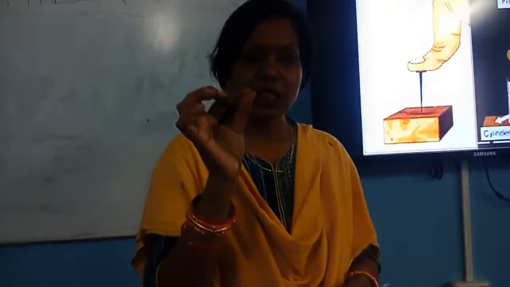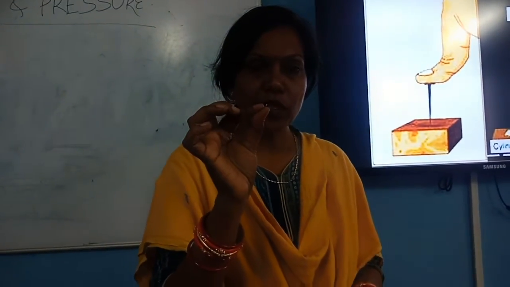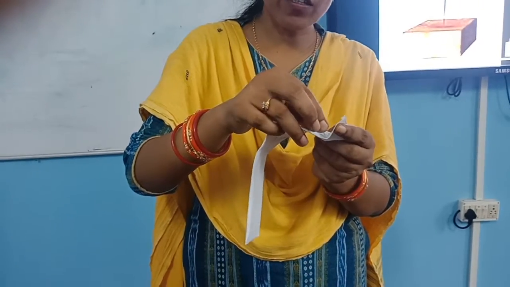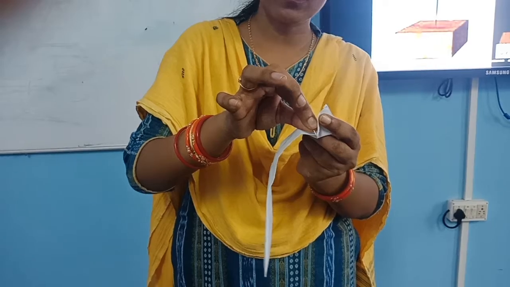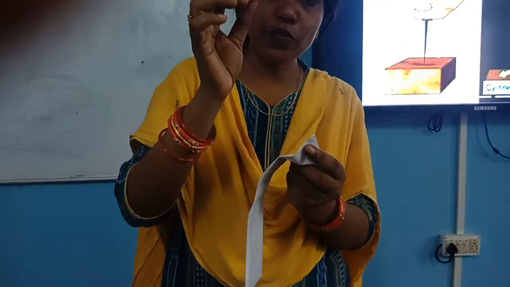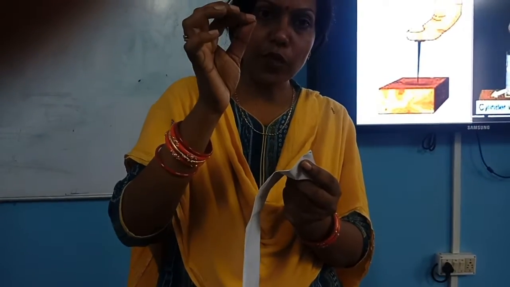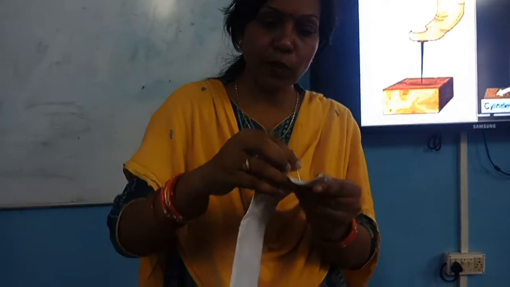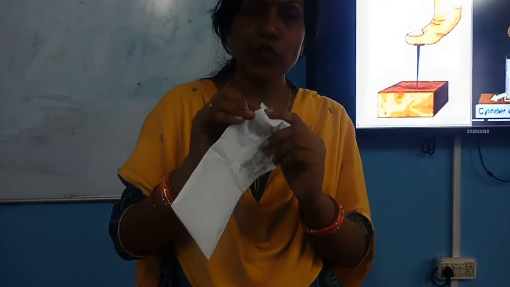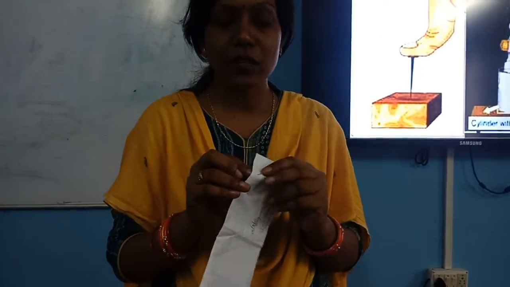Here, a pin is in my hand. It is the head portion of the pin. When we push the pin into the paper, it does not make a hole in the paper. But if we change its end, if we put the sharp or pointed end of the pin into the paper and push it, it makes a hole in the paper. Why do these things happen?